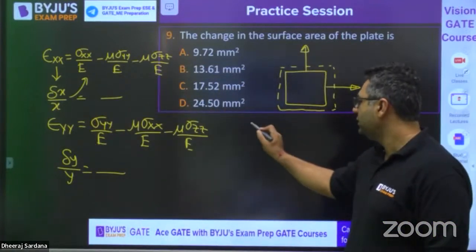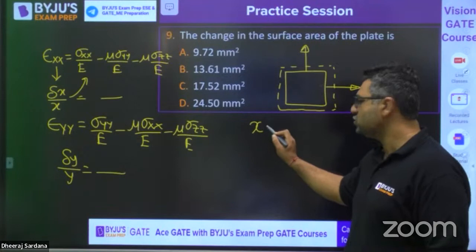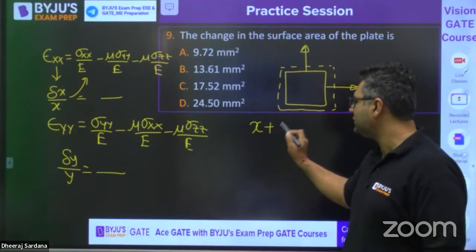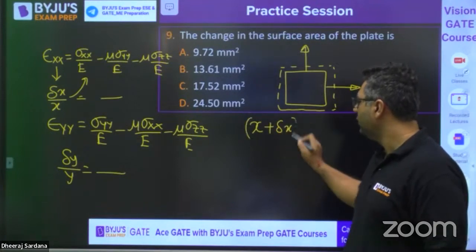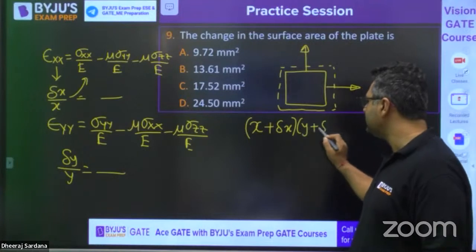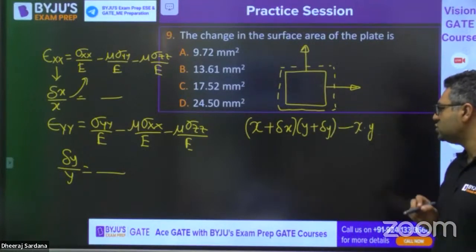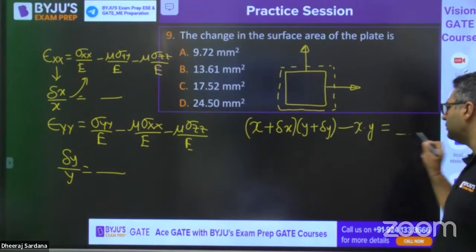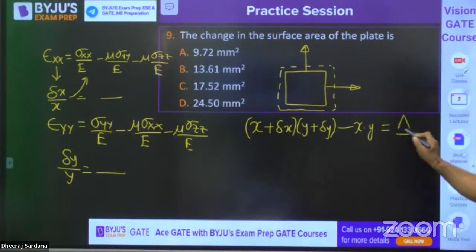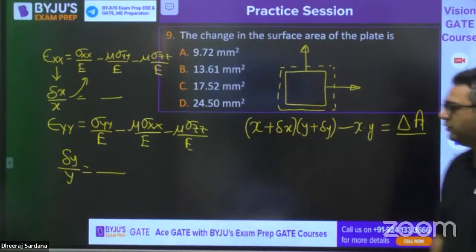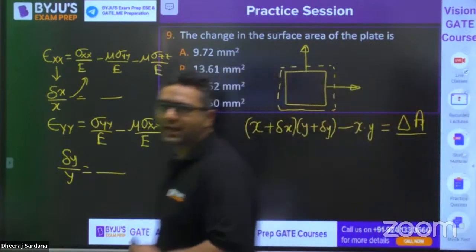Very good, Srishti. The change of area will be, first of all, the new area, x plus delta x into y plus delta y. This is the new area. What was the previous area? X into y. So when you subtract, you will get the change of area. So this is how you can do this question, guys.